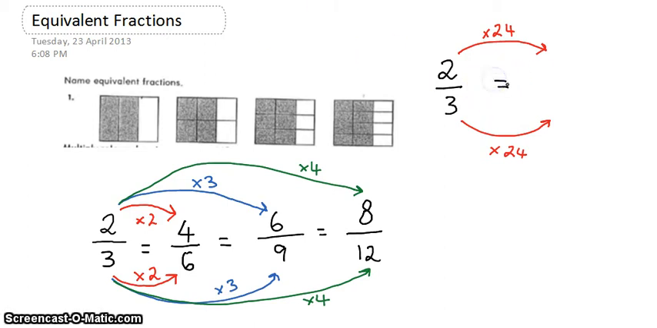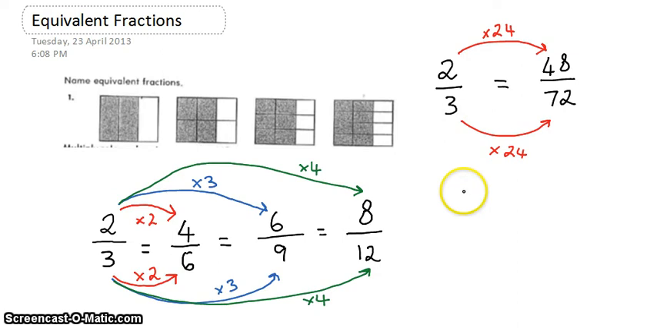Equivalent fractions are really important to know when we're adding and subtracting fractions that have different sized parts. We need to make sure they're the same sized parts to add them. So 2 times 24 is 48, and 3 times 24 is the same as 6 times 12, which is 72.